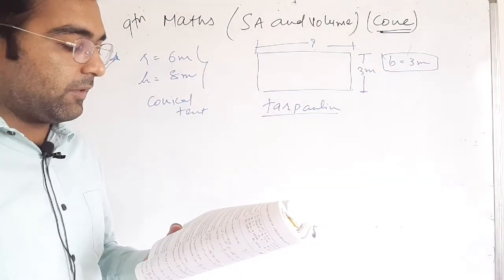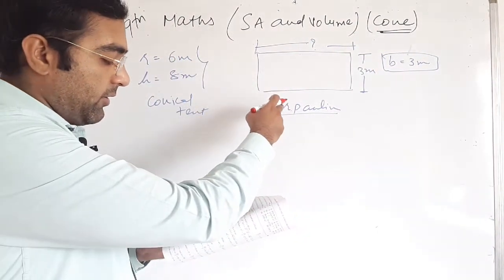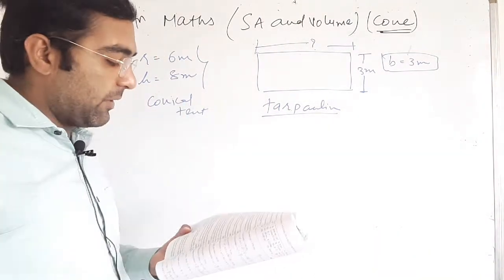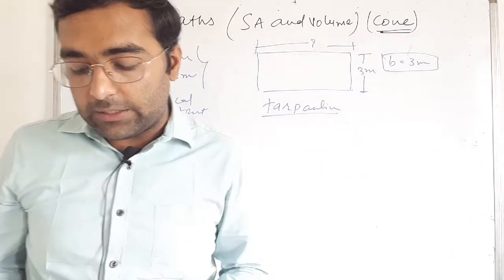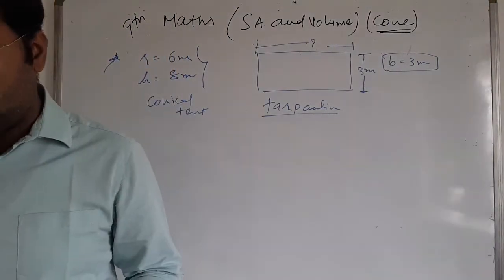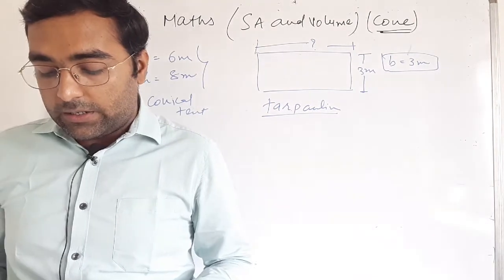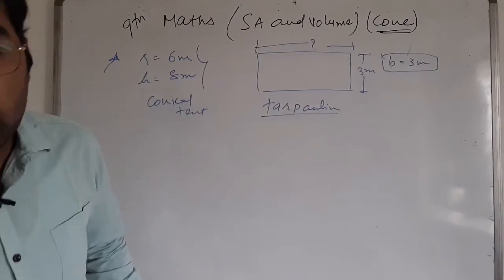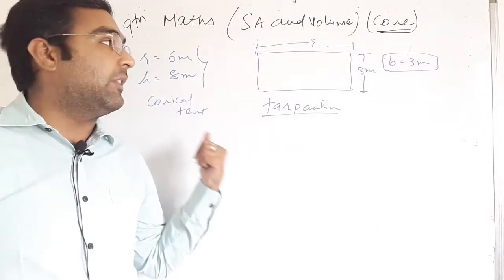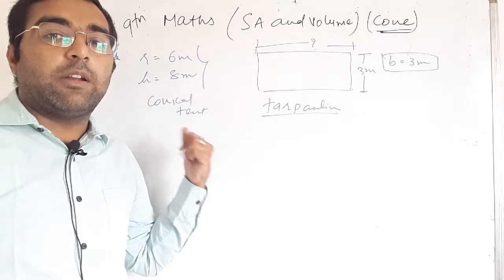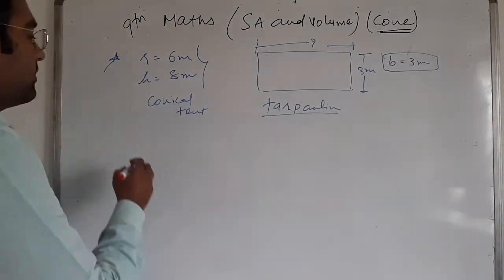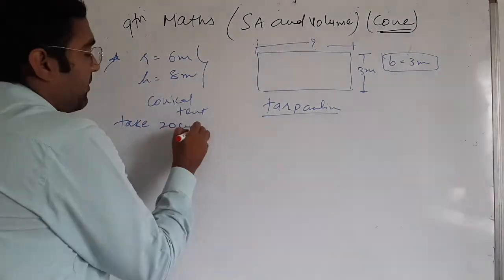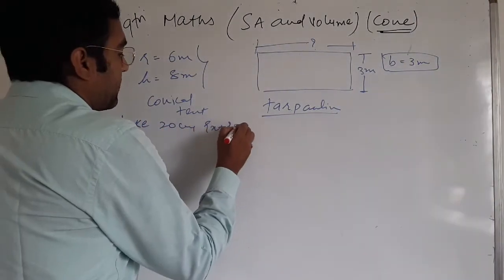What is the length of the 3 meter wide tarpaulin required to make a conical tent of height 8 meter and radius 6 meter? Assume that the extra length of material required for stitching, margin and wastage in cutting is approximately 20 centimeter. We have to take 20 centimeter extra in the final answer.